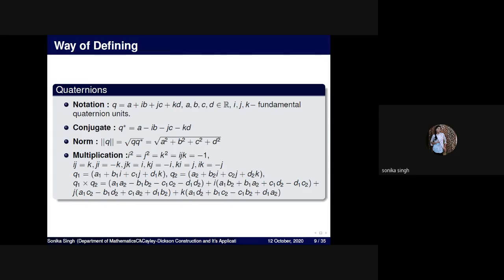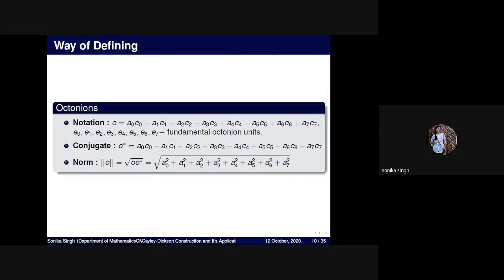We can get the norm of any quaternion, which is the product of a quaternion with its conjugate. The multiplication of quaternions follows some rules: i squared, j squared, k squared, and ijk will be minus 1. ij is equal to k, ji is equal to minus k, jk is equal to i, kj is equal to minus i, ki is equal to j, ik is equal to minus j. With these rules, we can get the multiplication of any two or more quaternions.